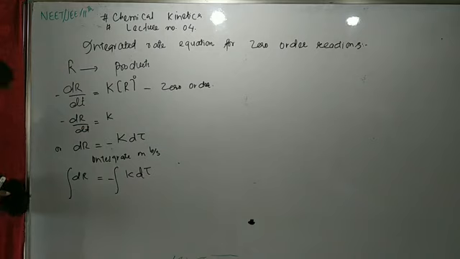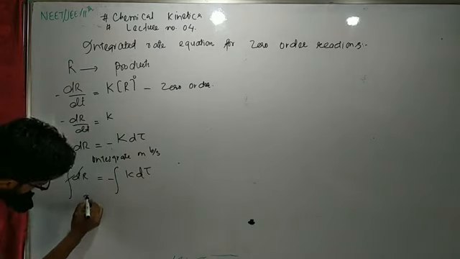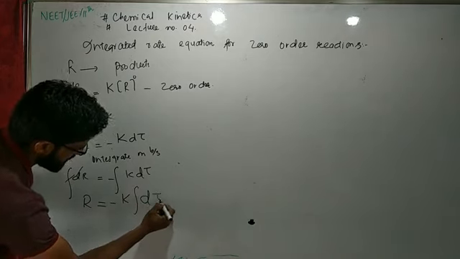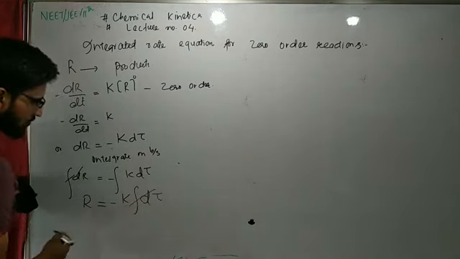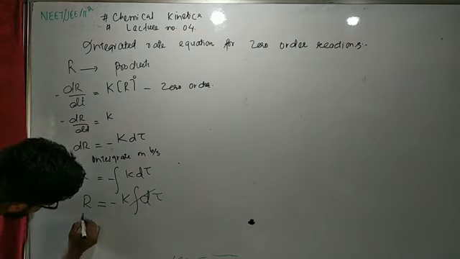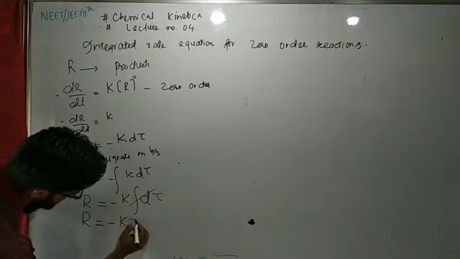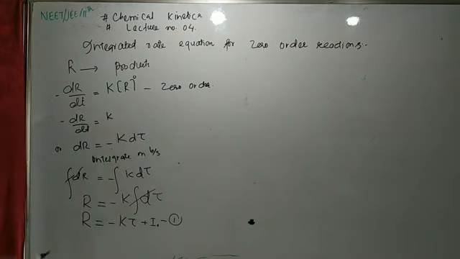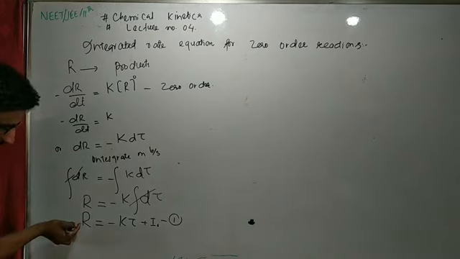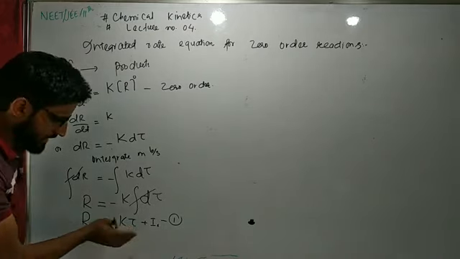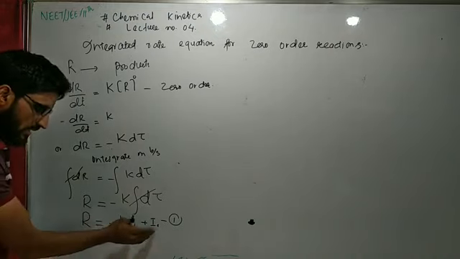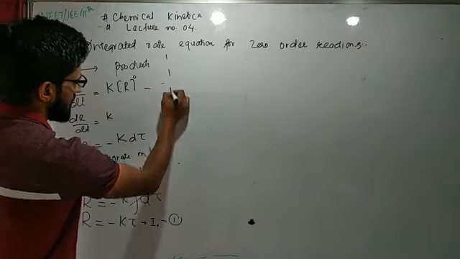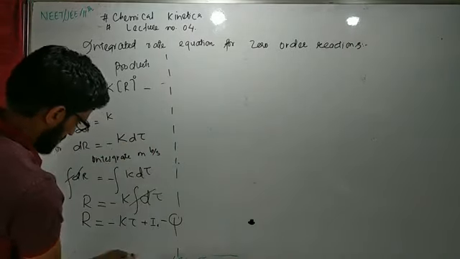It will become integration of dR equal to integration of minus k dt. K is constant and is termed as the rate constant. The integral of dR gives R, which will be equal to minus k times integration of dt. So R will simply be equal to minus kt plus I naught. I naught is the integration constant. Now the meaning of the different terms: R is the concentration of reactants at time t, k is the rate constant, and I naught is the integration constant. Now you can calculate I naught from this equation.